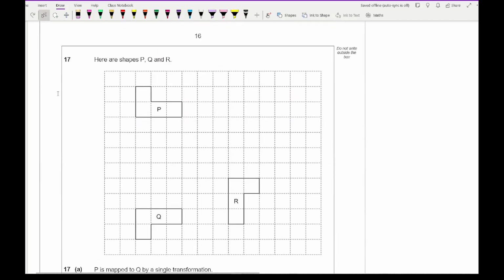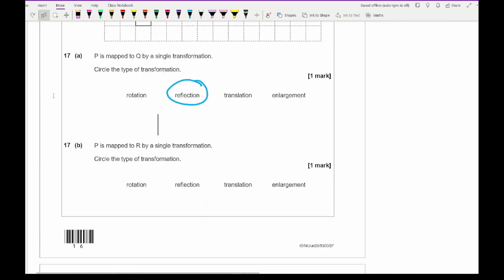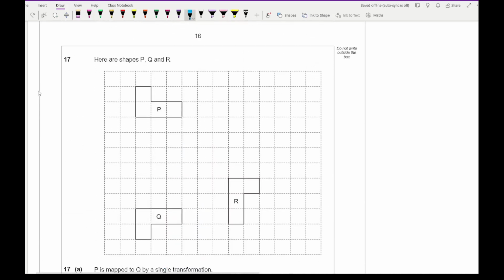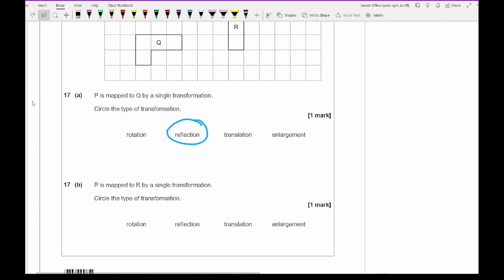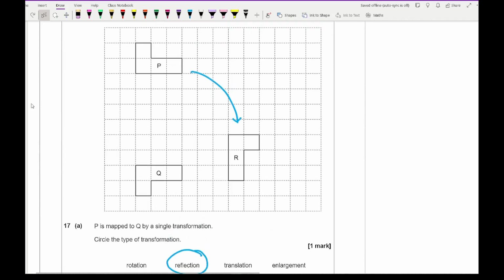Looking at question 17, it says here are shapes P, Q, and R, and the question says P is mapped to Q by a single transformation. Circle the transformation. That there is going to be a reflection. Then 17b says P is mapped onto R, so we're going from this one to this one, and the question's asking us which of the single transformations has been done to that, and that's going to be a rotation.